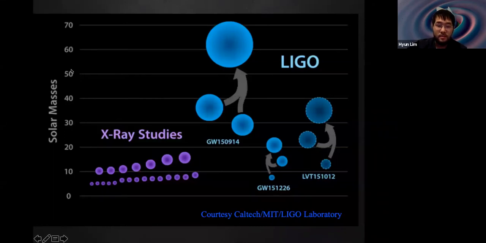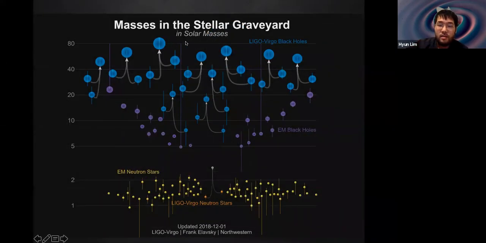That's the y-axis, the mass of the black hole in units of the mass of the sun. So 20 solar mass means 20 times the mass of the sun. And then that's the result from O2. So you see that there are more black holes, and also there is one neutron star merger event.